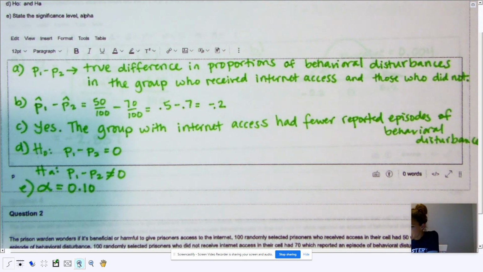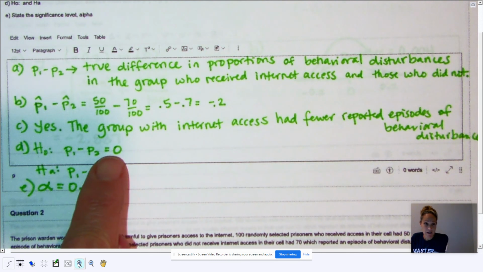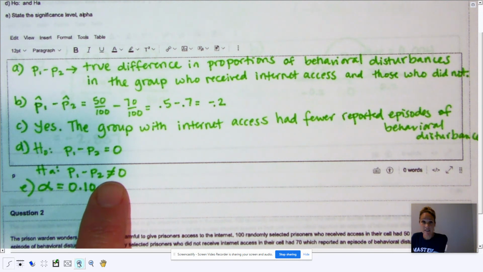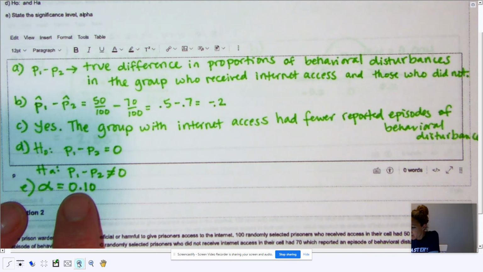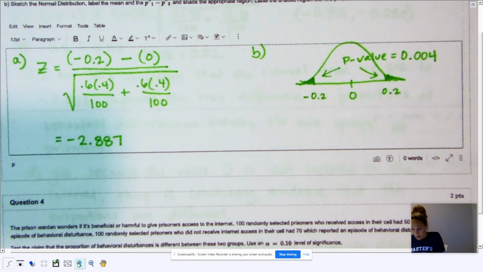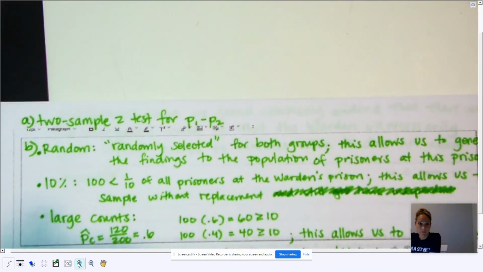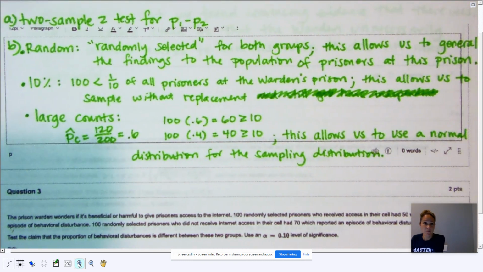Question D says to state the null and alternative hypotheses. So the null hypothesis is that there is no difference. The alternative is that there is a difference. And because it doesn't say that one was harmful or helpful, we just say not equal to 0, okay? And then our alpha, as stated in the problem, was 0.10. So the next part of the question says to name the test. And so that was a 2 sample z-test for P1 minus P2.